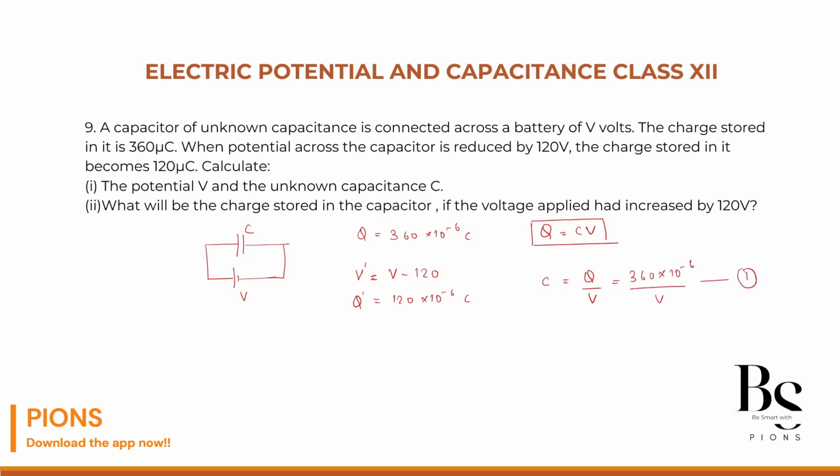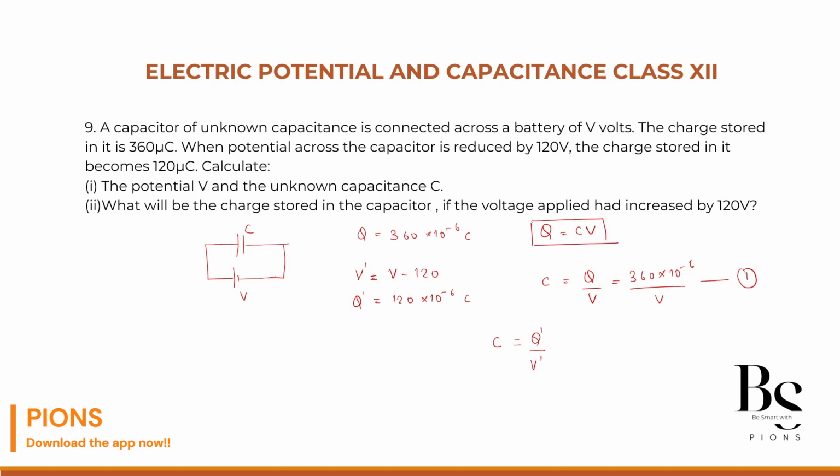Now, the capacitance value still remains the same. It doesn't change by changing the battery, but the charge changes. So what is the new charge? Q dash. What is the new voltage? V dash. Be very careful, it's a ratio. When you change Q dash, V dash also changes, or if you change V dash, Q also changes. Since they both change, the overall value remains the same.